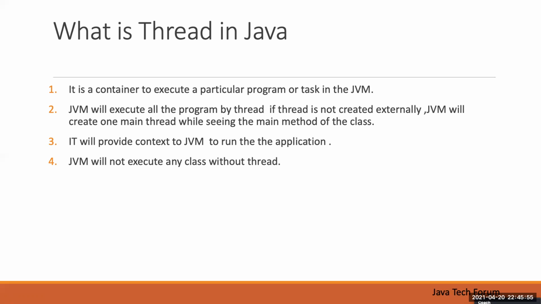A thread provides context to the JVM to run the application. The JVM doesn't know from where it has to start the application, so the thread provides the context path: what is the flow we have to run for that application. The thread provides those details to the JVM.